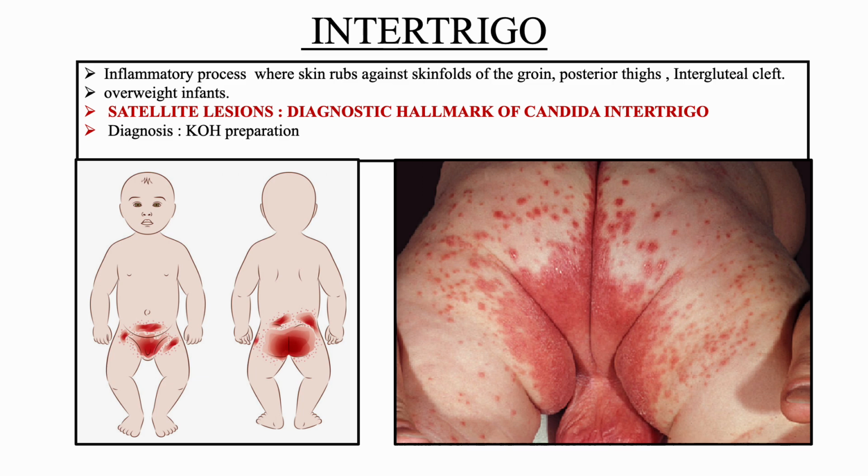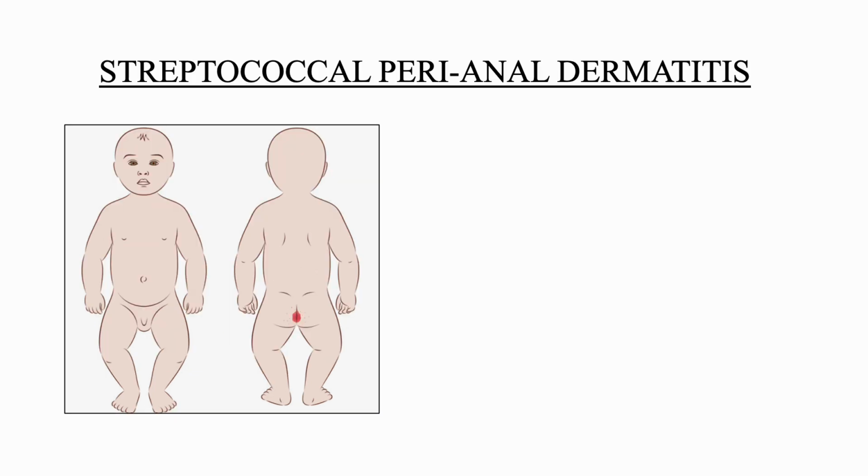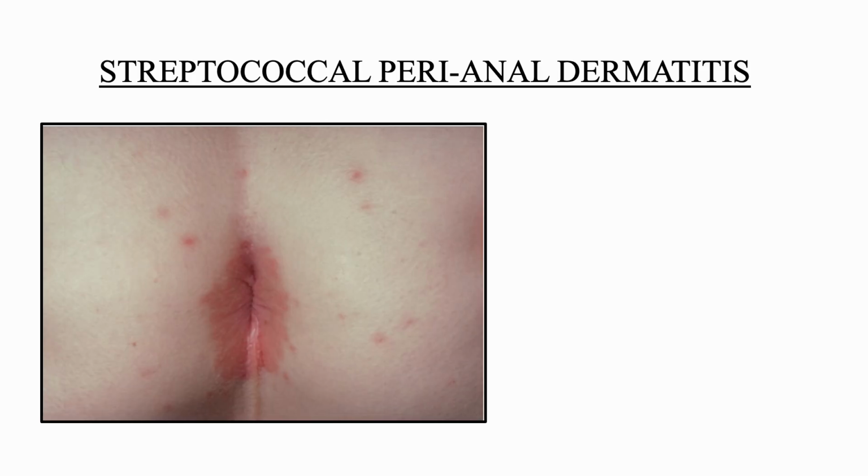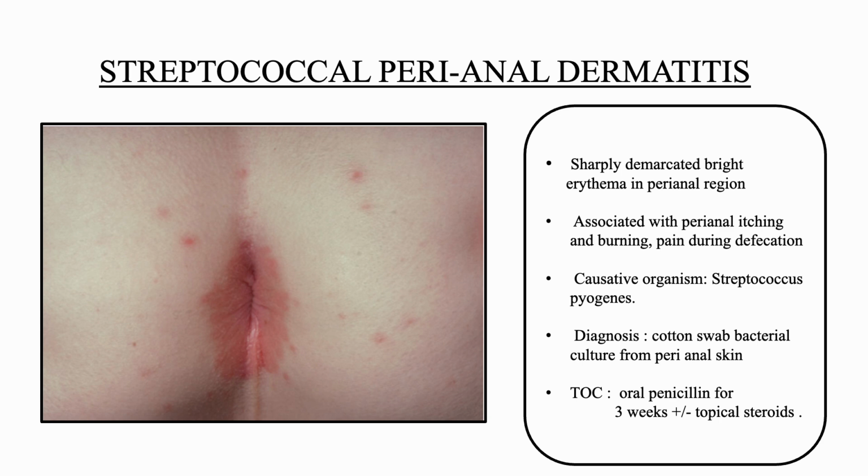Now, streptococcal perianal dermatitis. In this, there is sharply demarcated bright erythema in the perianal region. It is associated with perianal itching, burning, and pain during defecation. The causative organism is said to be Streptococcus pyogenes. Diagnosis can be made by cotton swab bacterial culture from perianal skin. And treatment of choice is oral penicillin for 3 weeks. Topical steroids can be applied.